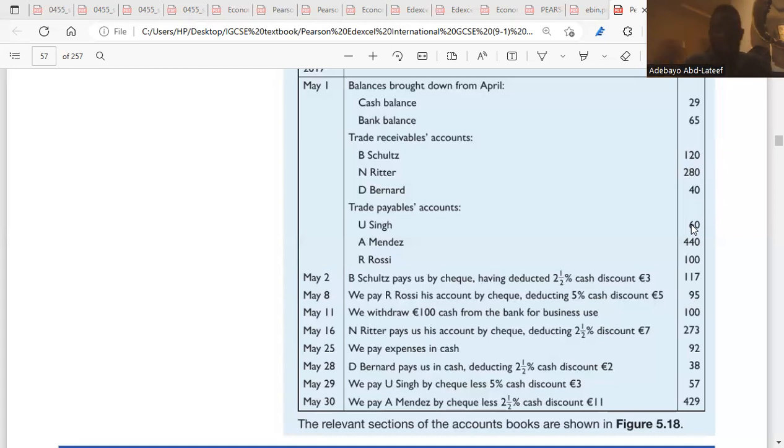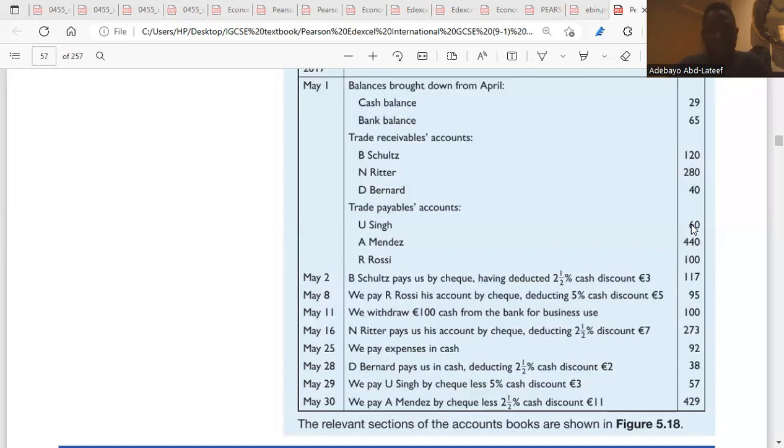On the credit side, because Short is paying us, the double entry principle says, for every giver will be credited, for every receiver will be debited. So Short is paying us, right? Short is giving us 120. So now we have to credit Short. In the trade receivables now, we're going to have May 2 bank, because Short paid by check. Bank 117, because Short has a cash discount of 3 euros.